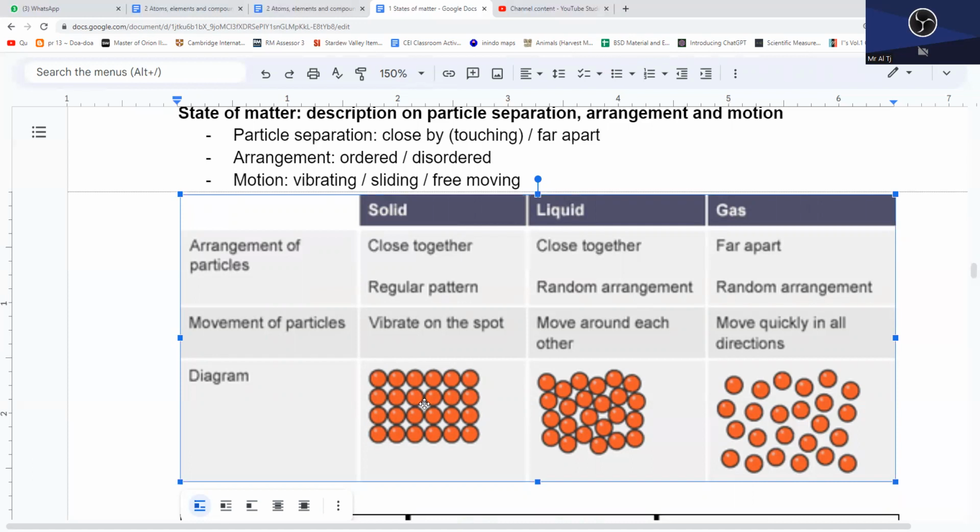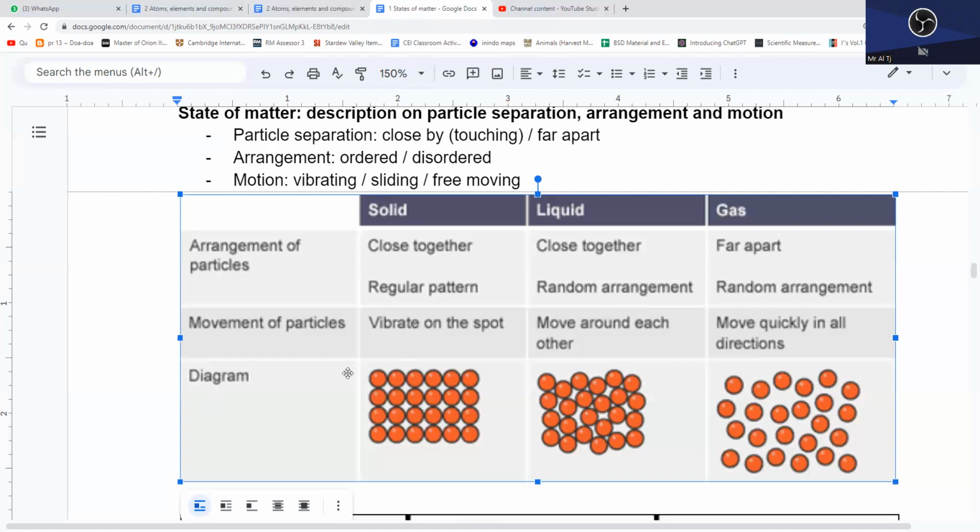Now, in liquid, the particles are close together, but they are random, as if you simply put several balls here and jumble them together, but all the balls are in contact with other particles. Now, for the gas, it's different. The particles are far apart, and they are random, just like liquid, but they are far apart.